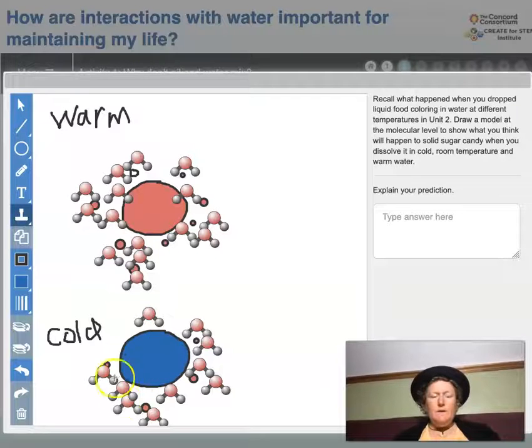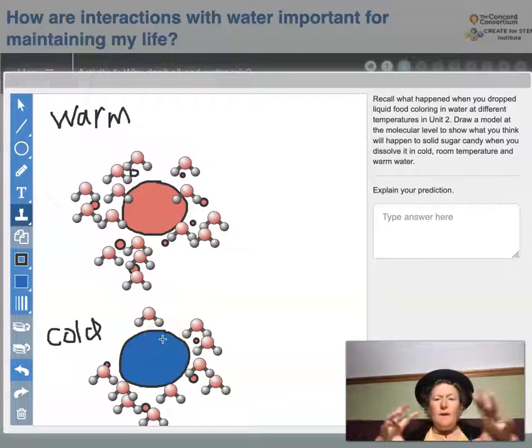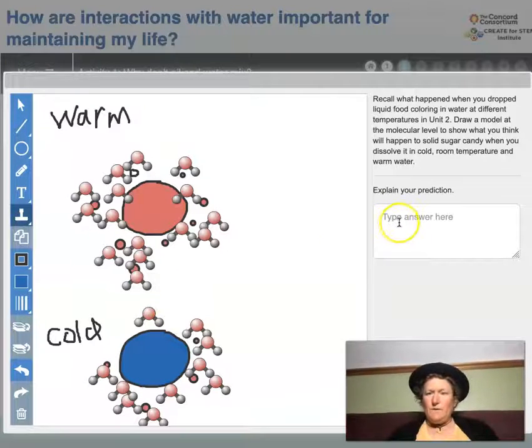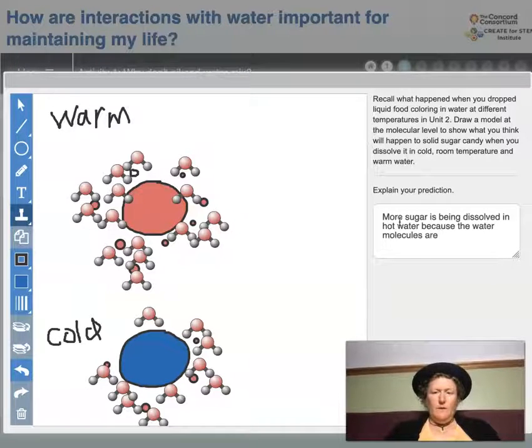And there's a little slower action going on here, not as many small pieces of sugar. The small molecules are coming off in the cold water, because in cold water the molecules are moving slower. So more sugar is being dissolved in hot water because the water molecules are moving faster. Now you should write your own answer with something similar.